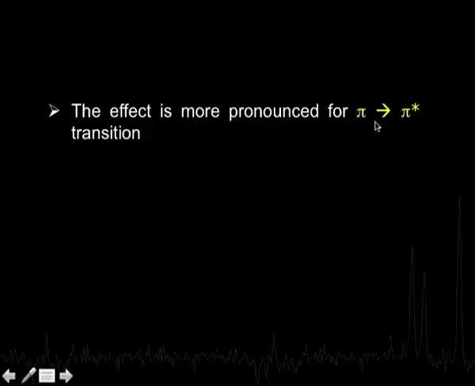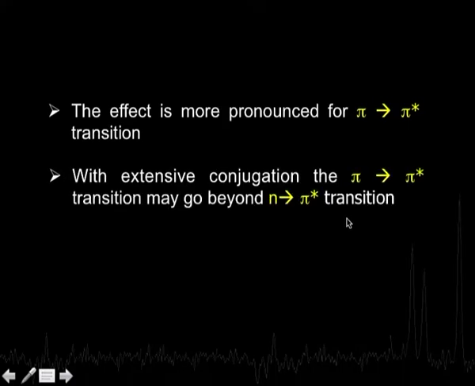And then we have seen earlier that different substituents on this chromophore also affect the location of the band. So these two things form the basis of the so-called Woodward-Fieser rules here. What you have to take note of is that the effect is more pronounced for the pi to pi star transition, so pronounced that if there is an extensive conjugation in the molecule, this pi to pi star transition may go even beyond the n to pi star transition.